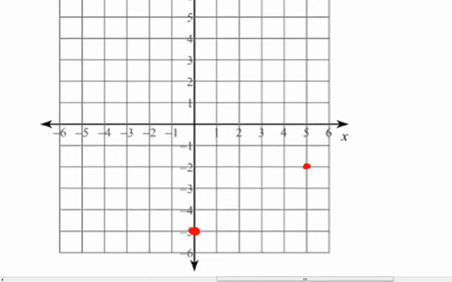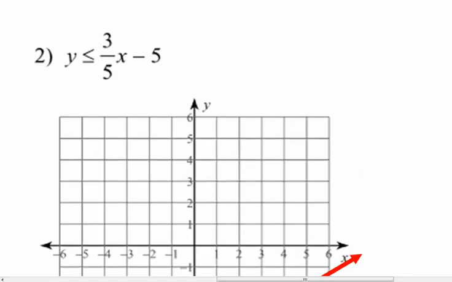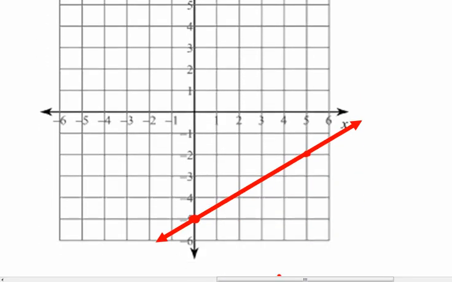That equal to line under it tells us that we want to draw a line. And now, since we're talking about y is less than that, we want to shade below the line. So all that stuff.